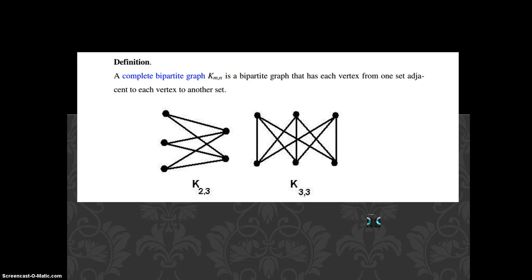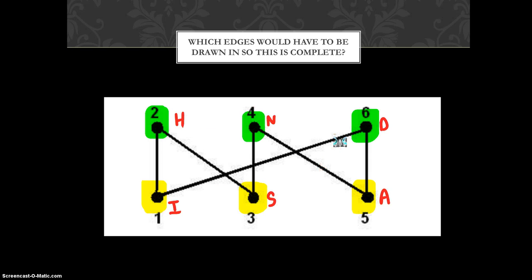All right, so examples again of complete bipartites. We have three vertices in one group that are connected to three vertices in a different group, or two vertices, whatever the case may be. So the guy on the left is a K23, the guy on the right is a K33. You could also call the guy on the right a K32.